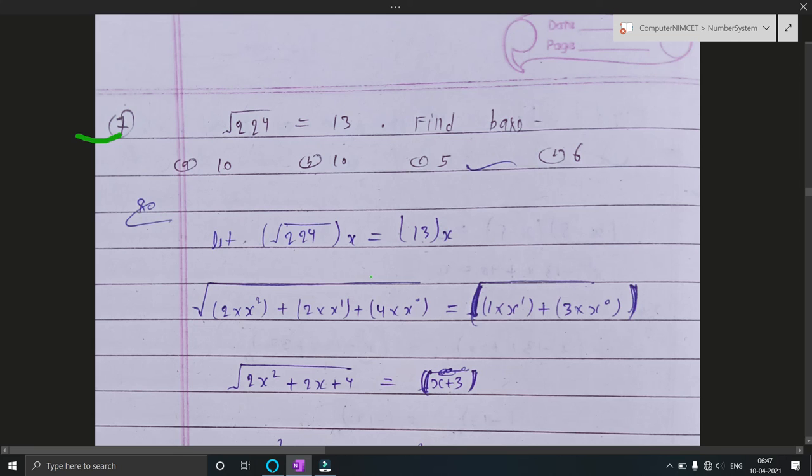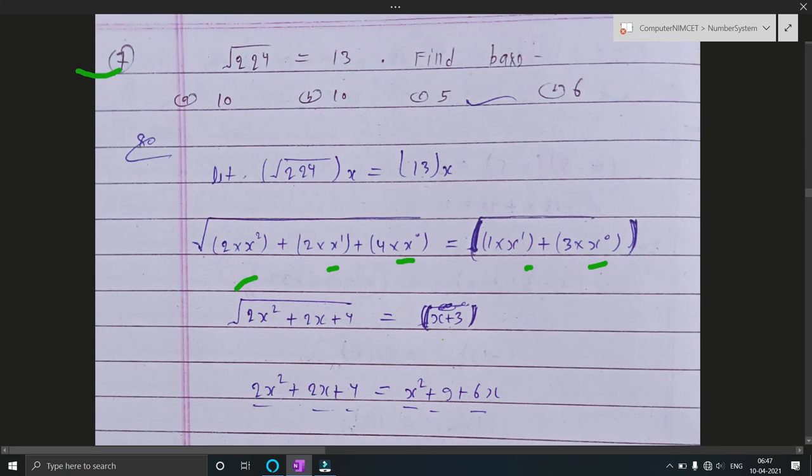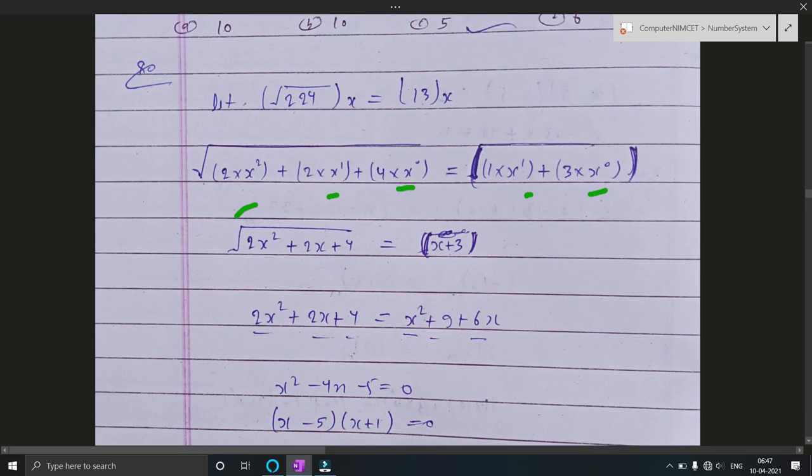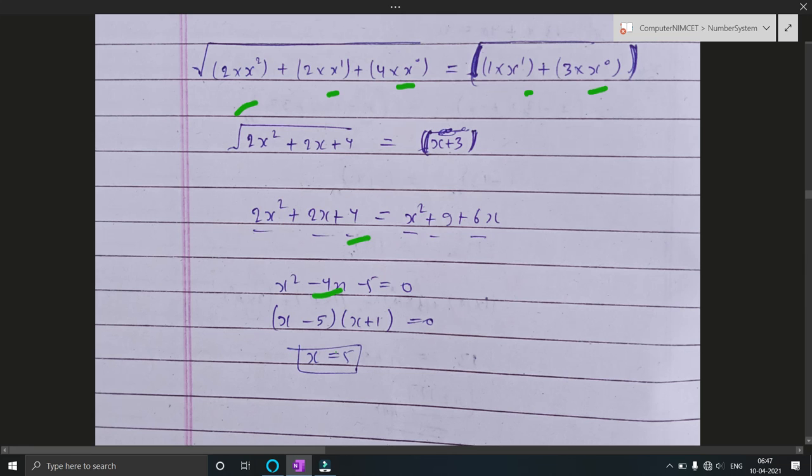x to decimal. How can we convert base x to decimal? x power 0, x power 1, and x square. Similarly for the RHS, x power 0, x power 1, so that is x plus 3, and we'll get it like that. Squaring both sides, the square root can be cancelled out, and here we get x square plus 9 plus 6x. Just solve these two equations and we will get x square minus 4x minus 5 equal to 0. You will get this equation.